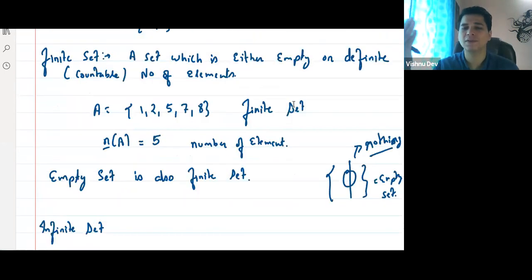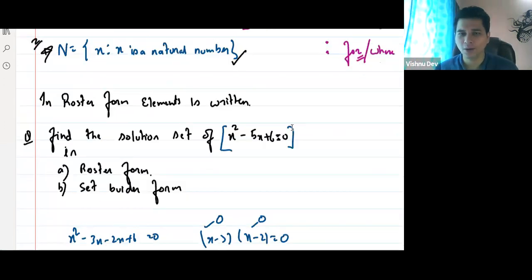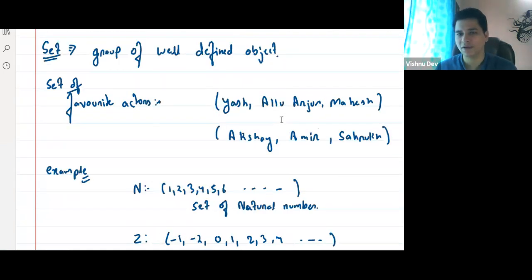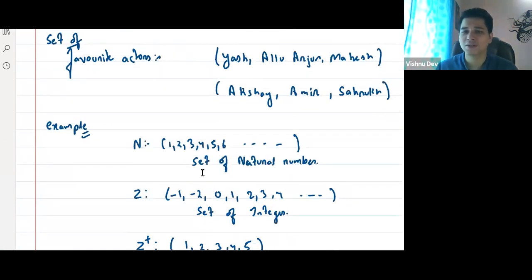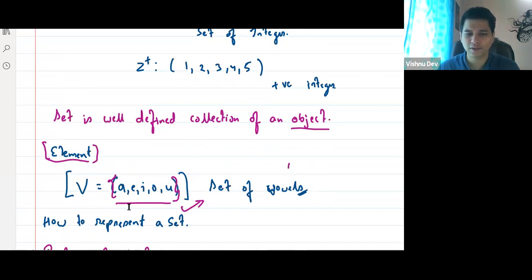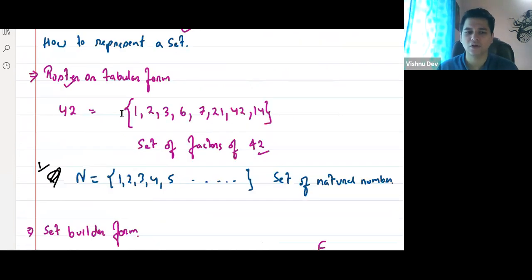Set is basically a collection of well-defined objects, right? We studied what is set. Set is a group of well-defined objects, and the objects are also called elements. Now, after that, we studied how to represent the set. There are two types of representation of set. One in which all the elements are written in curly brackets with commas in between. This type of representation is called roster or tabular form.